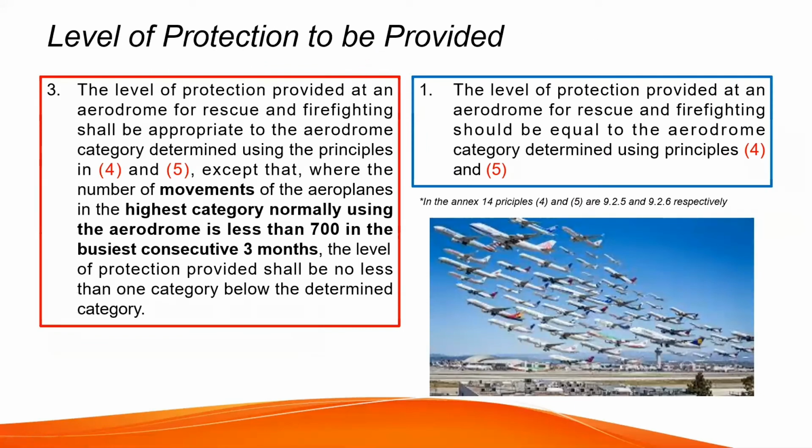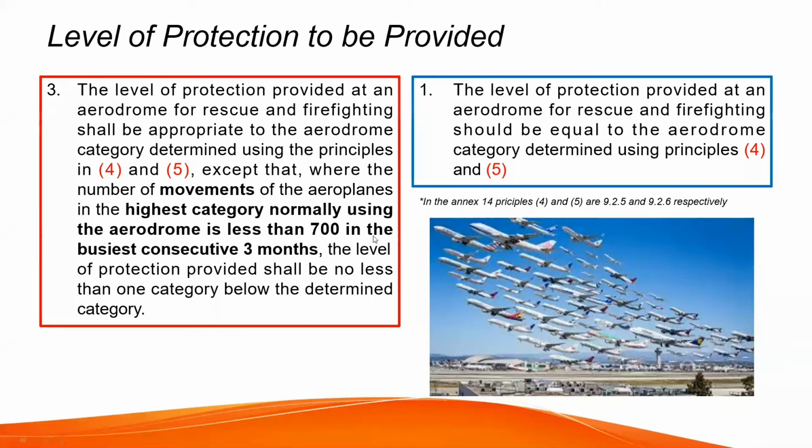So this is, as I mentioned before, the level of protection provided. The level of protection provided by the AFRS to the airport would be determined by a table that has the characteristics of the largest airplane, which designates the level of protection. From the blue and the red box, it is actually the same statement, but in the red box, it is said that with the exception of busiest consecutive movements, the category can be lessened by 1.